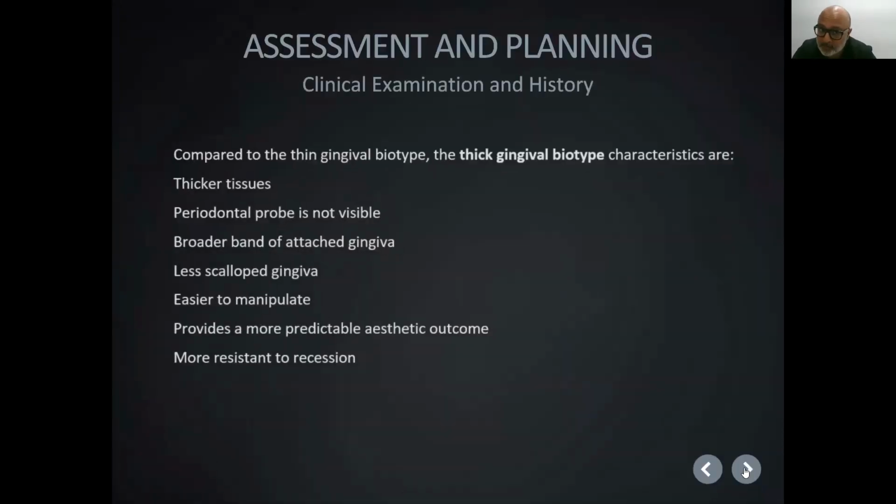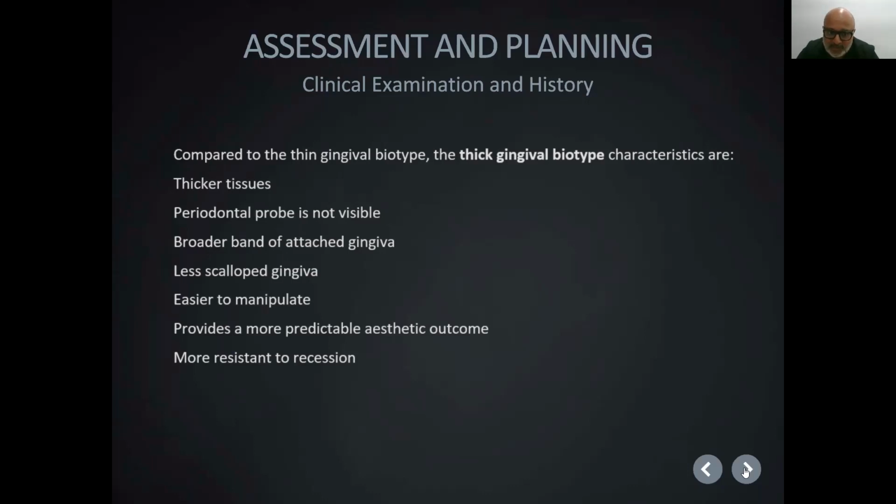But anyway, compared to the thin gingival biotype, the thick gingival biotype characteristics are thicker tissues, periodontal probe is not visible, so that's what I was saying, broader band of attached gingiva, less scalloped gingiva, okay? Why is that important? If you're restoring an implant, let's say a single tooth with an implant, once you remove the tooth, there's no real known way at the moment of maintaining the papillae or the bone in the papillae area between the teeth. Usually we're mimicking that using soft tissue, using emergence profiles and things to mimic that. The less scalloped that gingiva is, the easier it is then to restore that.